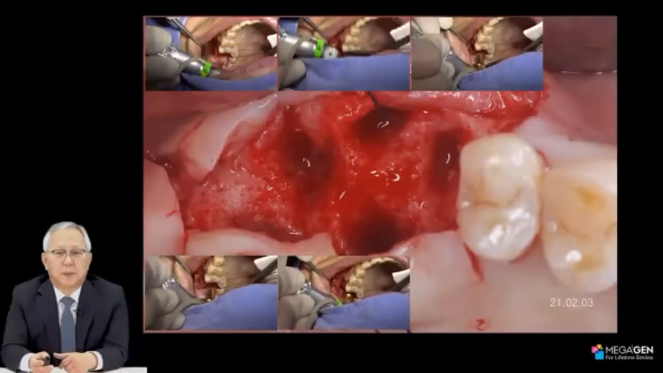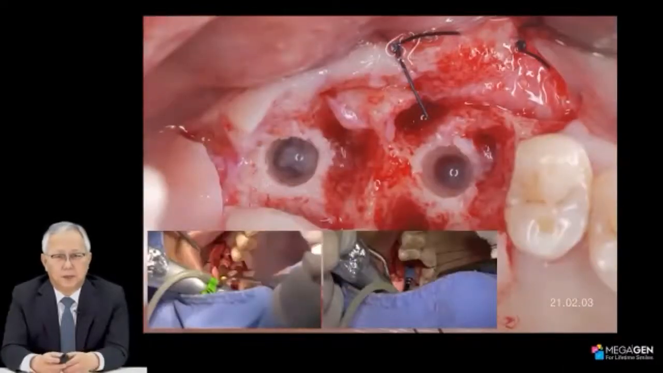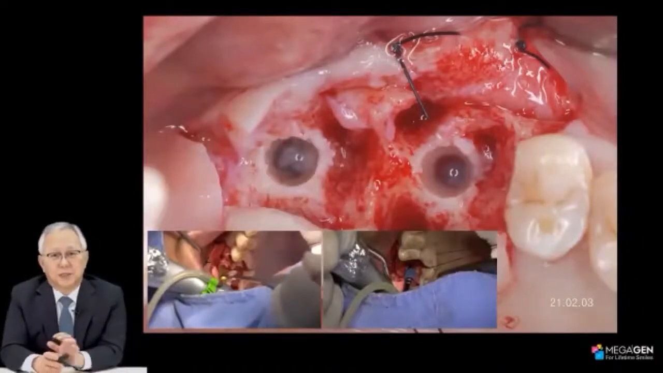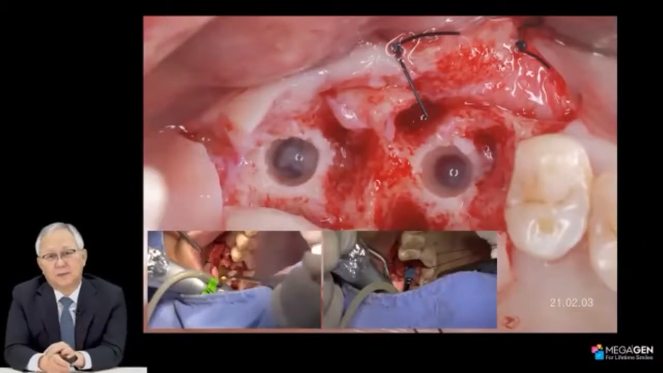Step by step, and the number of drillings is up to your choice of implant size. After finishing the drill, you can see the osteodensification image around the socket, and the sinus membrane is still intact, right? It's sound, no perforation. Then it's time to do bone graft.